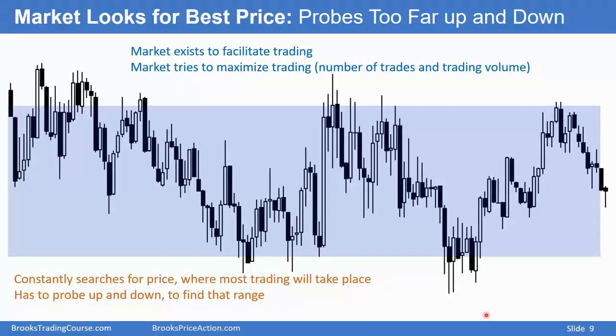The bulls feel like it's a good enough price to buy. The bears feel like it's a good enough price to sell. If you think about it, if the price just kept going down and down, at some point the bears would decide, I don't want to sell there, it's too low. If the market kept going up and up, at some point the bulls will say, this is way too expensive, I don't want to buy here, I'll wait for a pullback. And the volume dries up, and the market will have to pull back to find buyers.